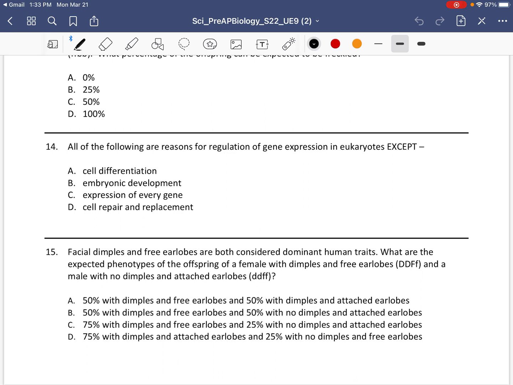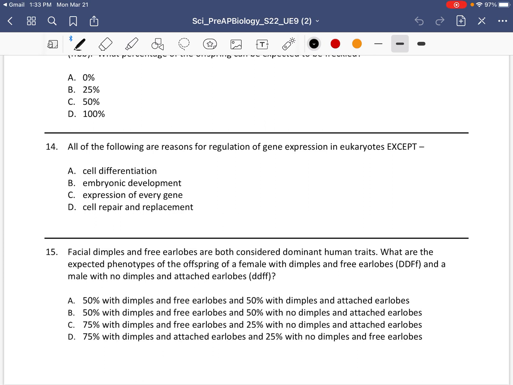Question 15. Facial dimples and free earlobes are both considered dominant human traits. What are the expected phenotypes of offspring of a female with dimples and free earlobes, capital D, capital F, lowercase f, and a male with no dimples and attached earlobes, lowercase d, lowercase f, lowercase f?